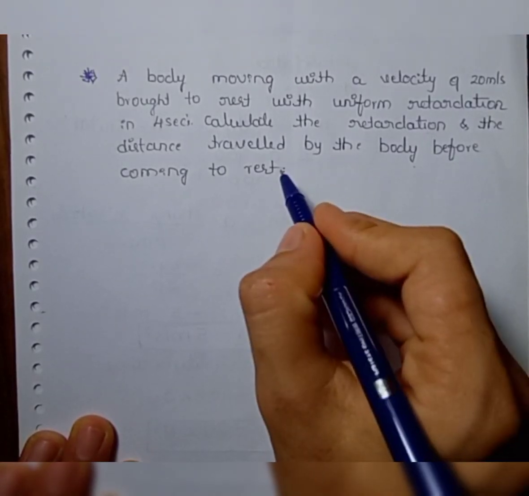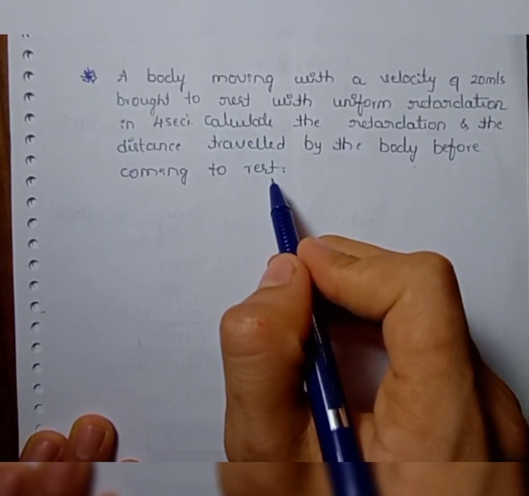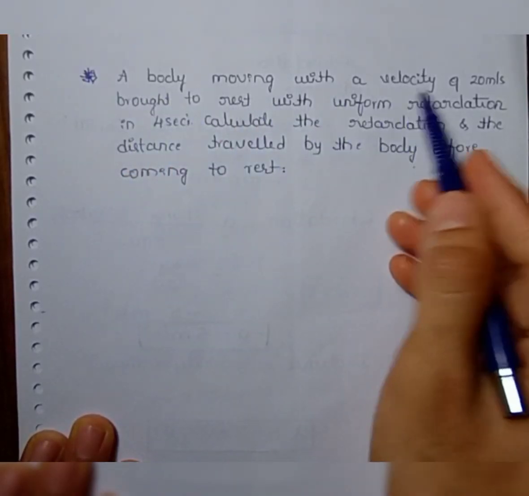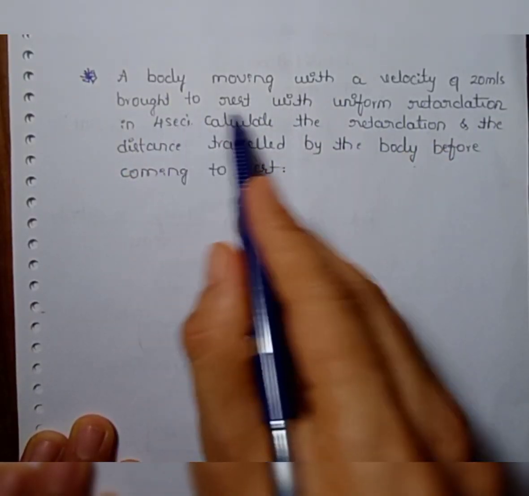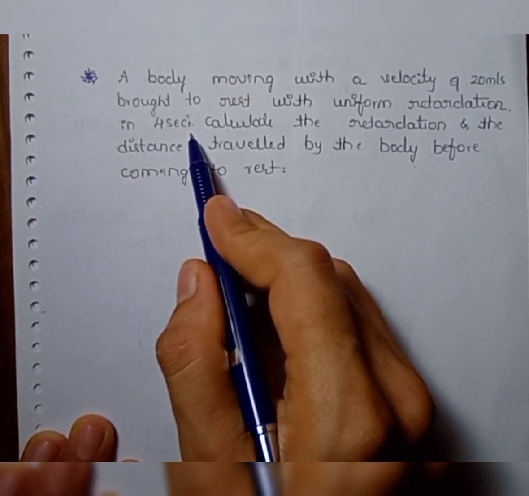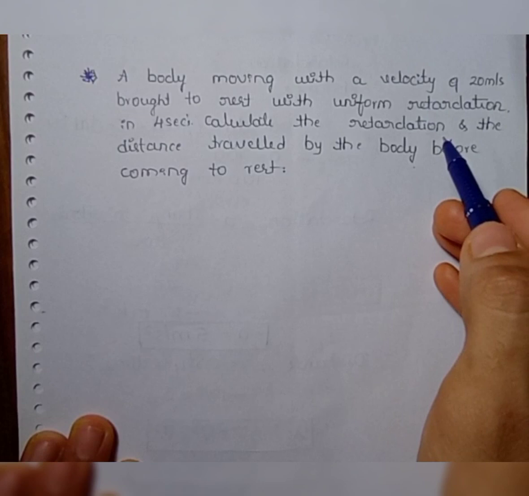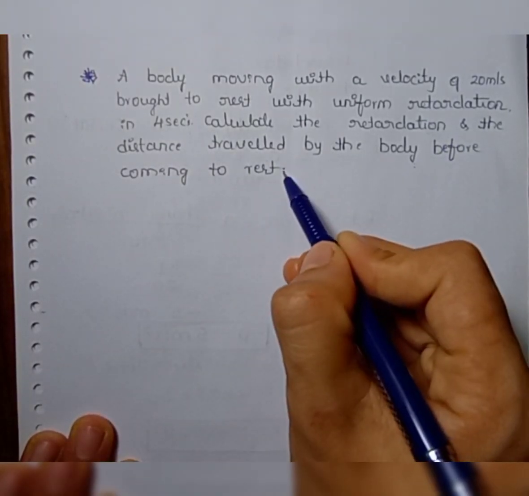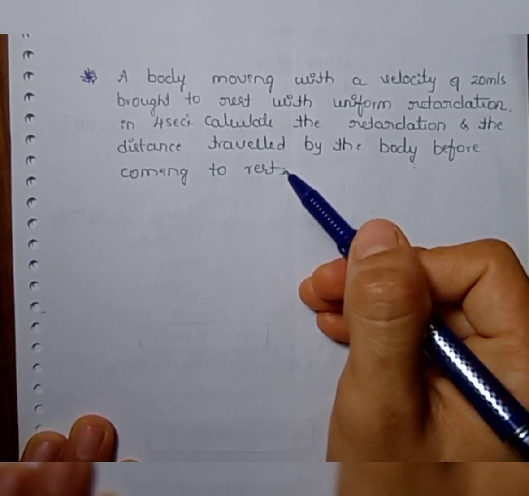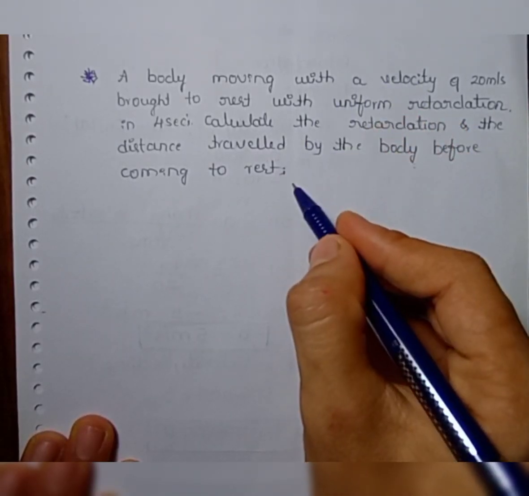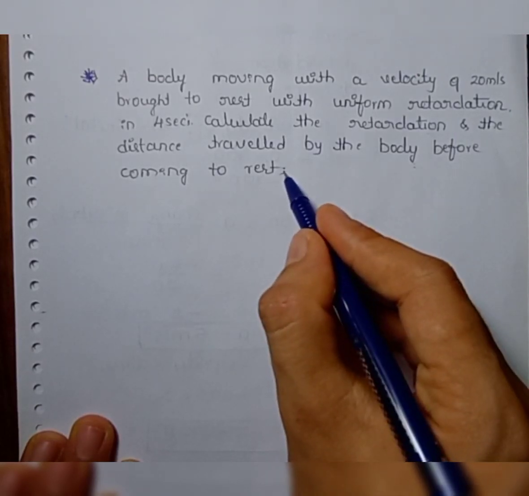And try to solve this problem and please send me the answer in a comment box. A body moving with a velocity of 20 meter per second brought to rest with uniform retardation in 4 seconds. Calculate the retardation and the distance traveled by the body before coming to rest. Here also what we have to use, just based on kinematic expression, we have to solve the problems.